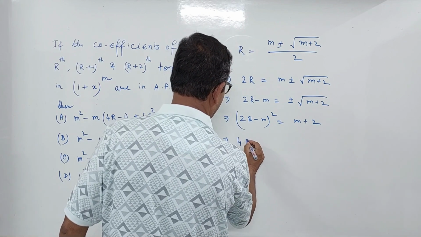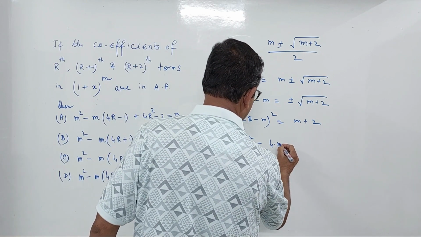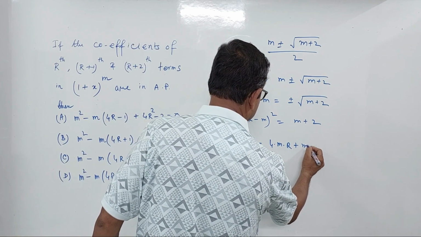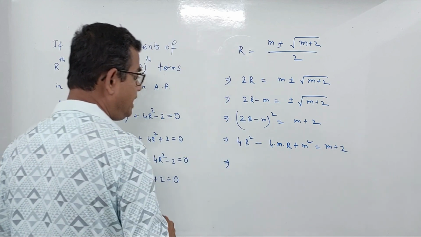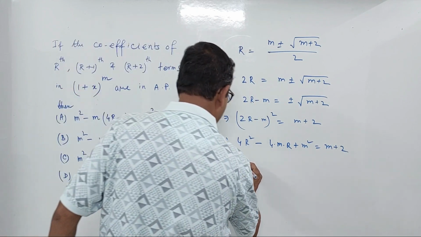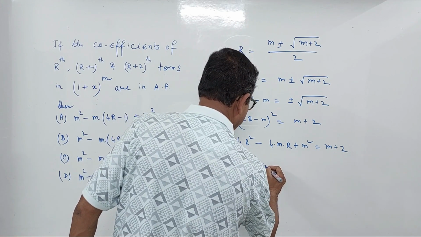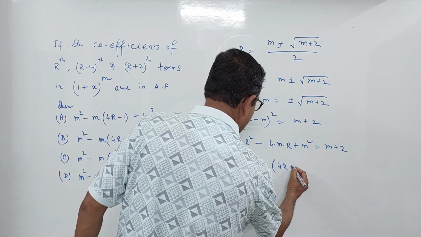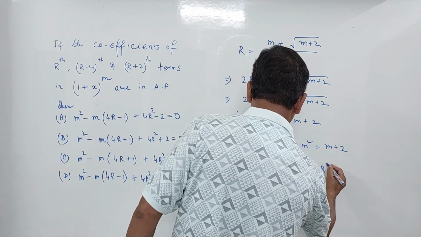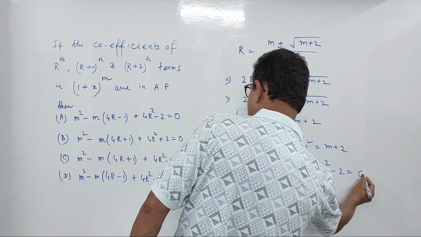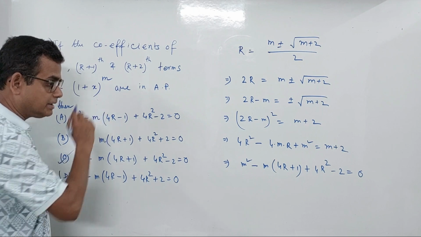Now 4r square minus 4 into r into m plus m square equal to m plus 2, which implies that m square minus, we can take common m into (4r plus 1), plus 4r square minus 2 equal to 0. That is, C is the right answer.